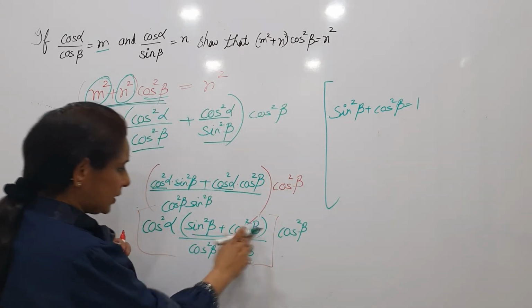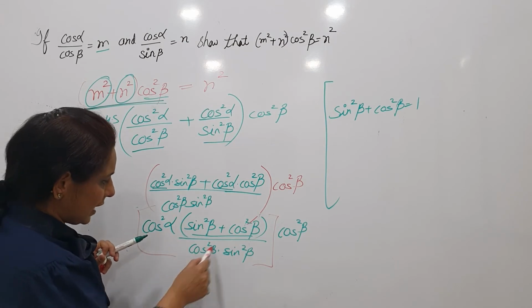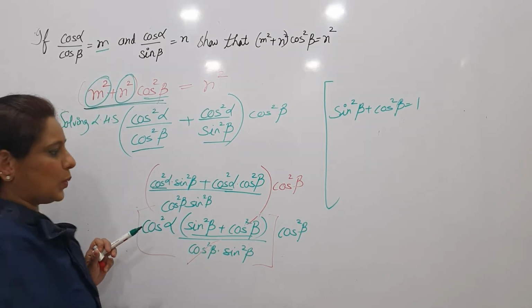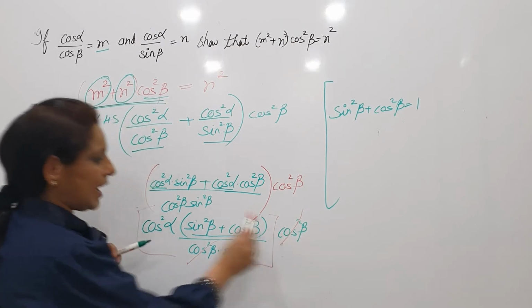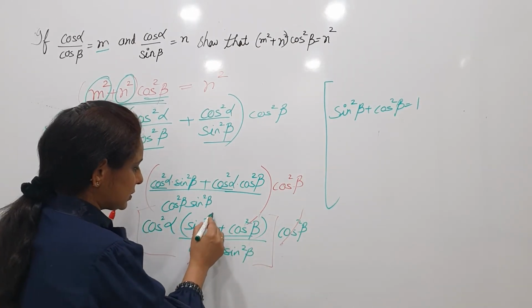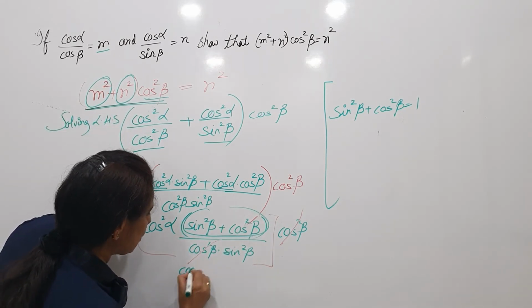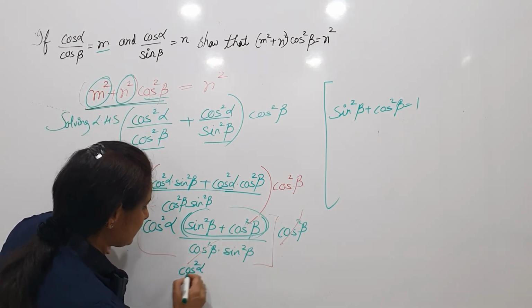So we are going to replace this with 1. And as you can see here, in the denominator we have cos square beta, and in the numerator we have cos square beta. So what are we left with? And this is already 1. So we will be left with cos square alpha.